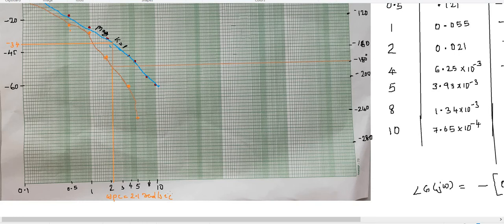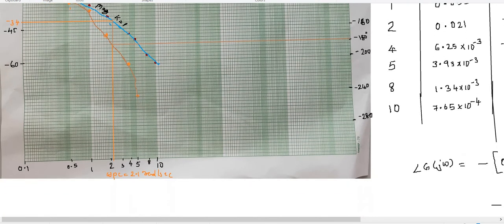Now what do we have to do? We have to find the gain margin. So what is gain margin? Gain margin is minus of the magnitude of G of j omega at omega PC.